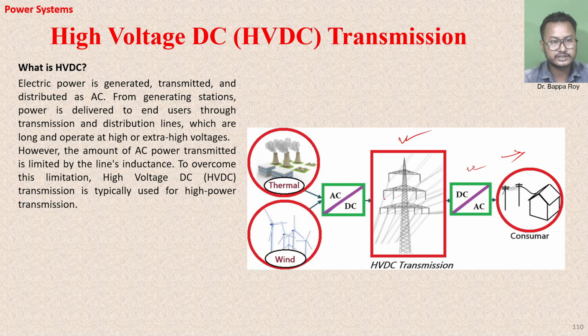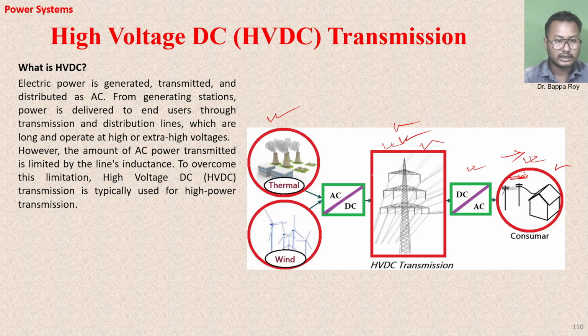So what is HVDC? Let's read it. Electric power is generated, transmitted, and distributed. Here it is generated, transmitted, and this is the distribution line connected to the consumer, directly supplying the consumer. From generating stations, power is delivered to the end user, meaning the consumer, through transmission lines and distribution lines, which are long and operate at high or extra high voltage.